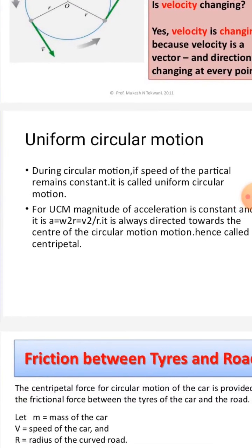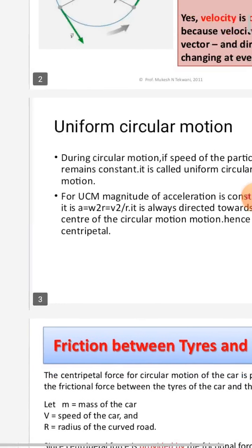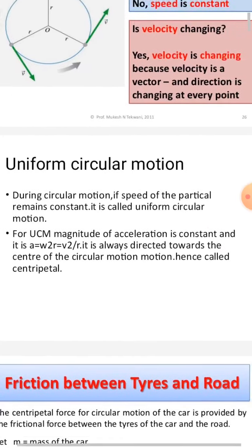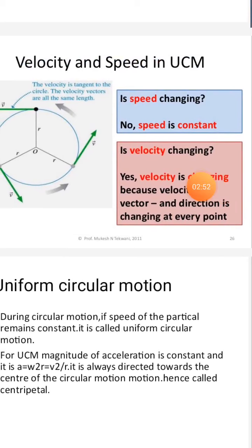For UCM, the magnitude of acceleration is constant and its value is a equals omega square r, that is equal to v square divided by r. It is directed towards the center of the circle, along the radius vector, and the direction of that acceleration is opposite to the radius vector.